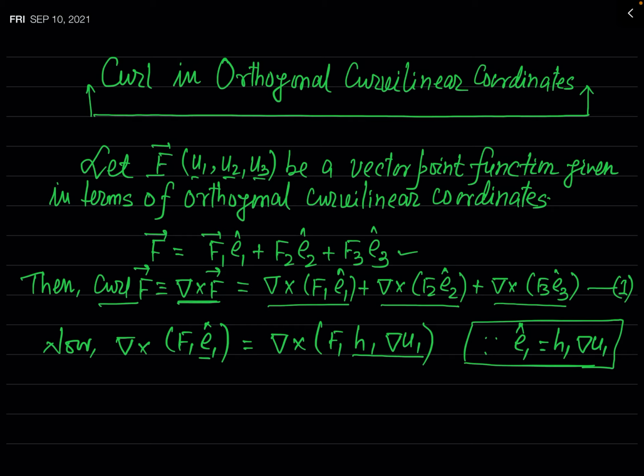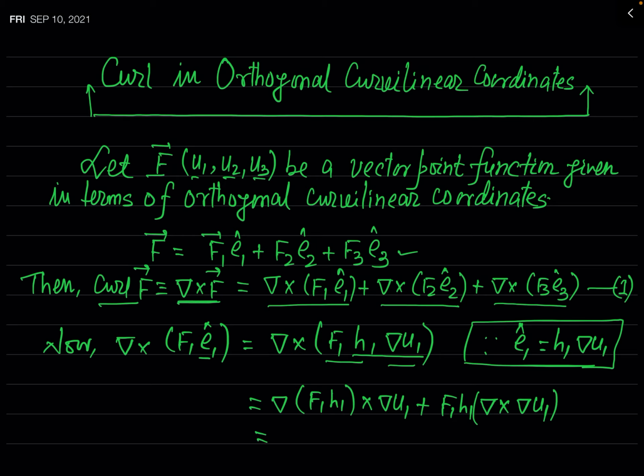Now you can see inside this bracket on which this curl operator, that is del cross, is operated, there are actually the product of two functions. First one is f1 h1 and another is del u1. So we will follow the rules of differentiation for product of two functions here, and following that rule you can write it: del of f1 h1, that is gradient of f1 h1, cross del u1, plus second term will be f1 h1 del cross del u1.